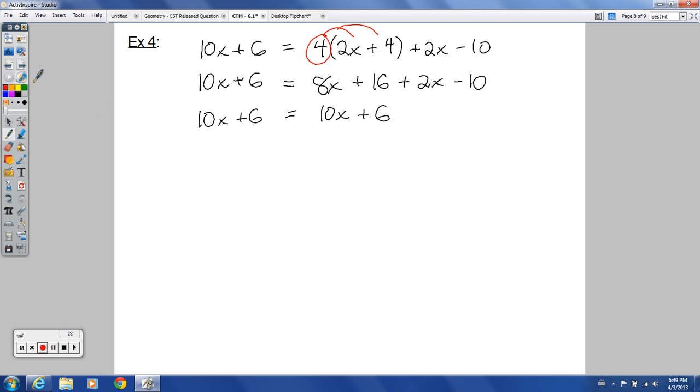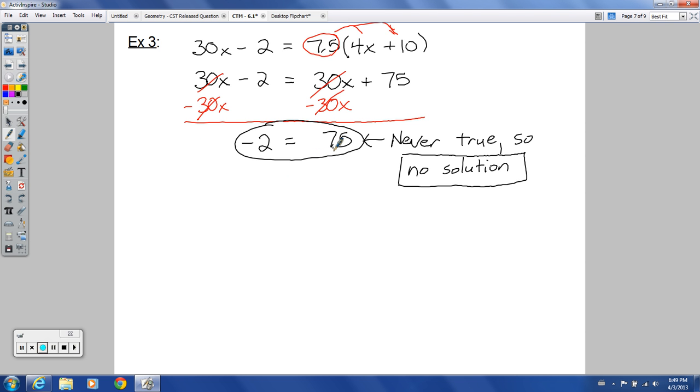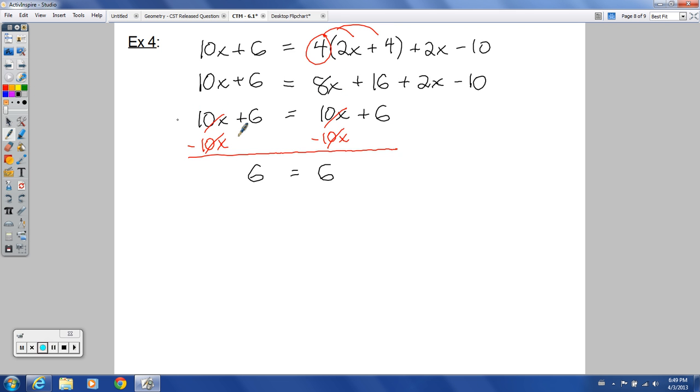Interesting. If I wanted to, I could subtract 10x from both sides to try to get the variable by itself, but doing so actually gets rid of the variable on both sides, just like we saw in example 3. On this one, though, you get 6 equals 6. Here we had negative 2 equals 75. That's never true. But when is 6 equal to 6? Well, that's always true. There's never a time when a number doesn't equal itself.